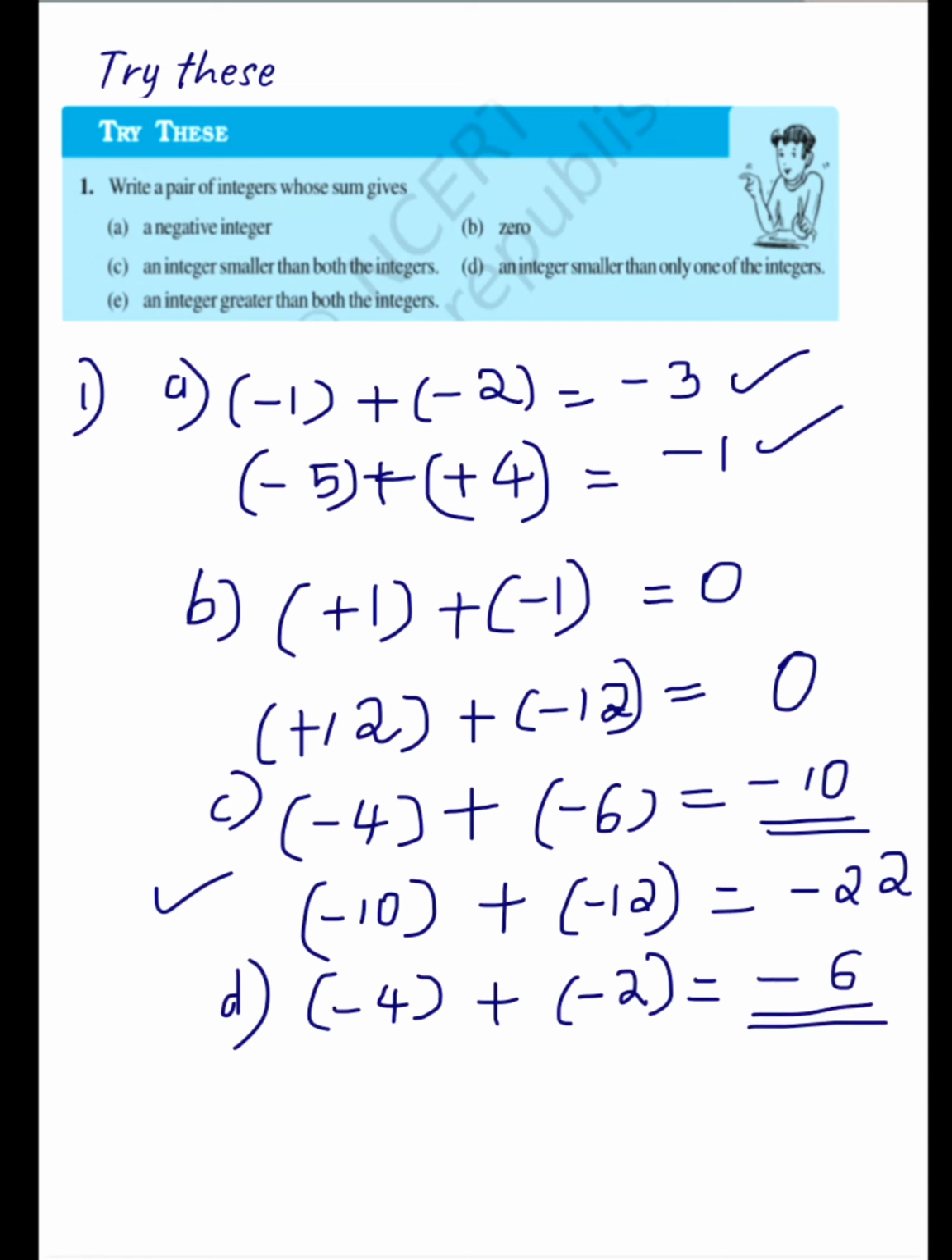This minus 6 is smaller than minus 4, but minus 6 is not smaller than minus 2. So our condition is satisfied. Okay, understood? You can take any other example.